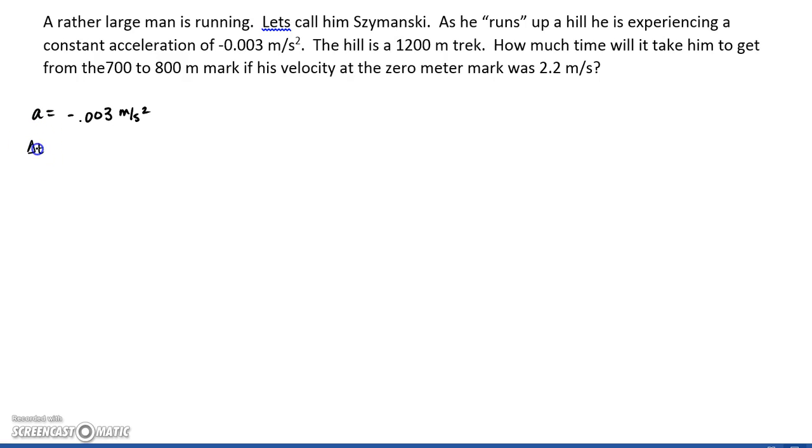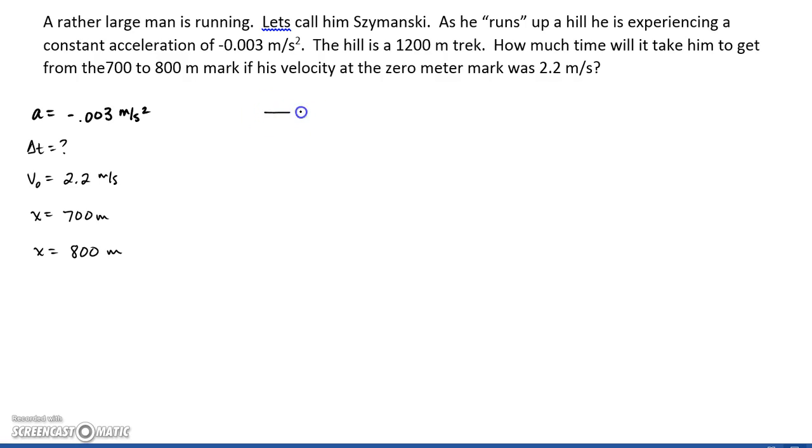My time interval is what I'm looking for. And then I know my initial velocity is 2.2 meters per second. And then it gives me two different spots I'm looking at, which is kind of weird. I got 700 meters, and then I've got 800 meters. And it says the whole trek is 1,200 meters, but I don't think I need to know that. I think that's just extraneous information.